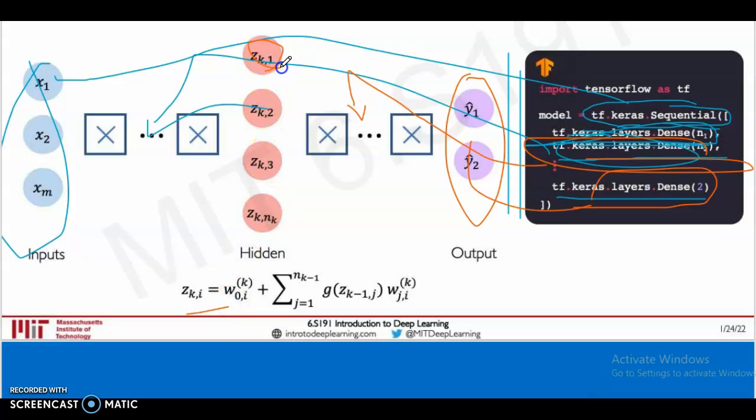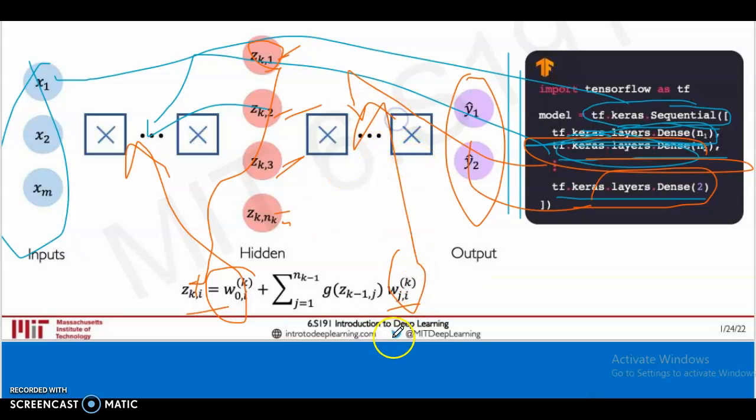Zk,i equals w0,i power k. Here will come the summation of j equal to 1 to n(k-1) of g of Z(k-1). This k is varying. Up to this, wj,i power k. So this will vary accordingly.